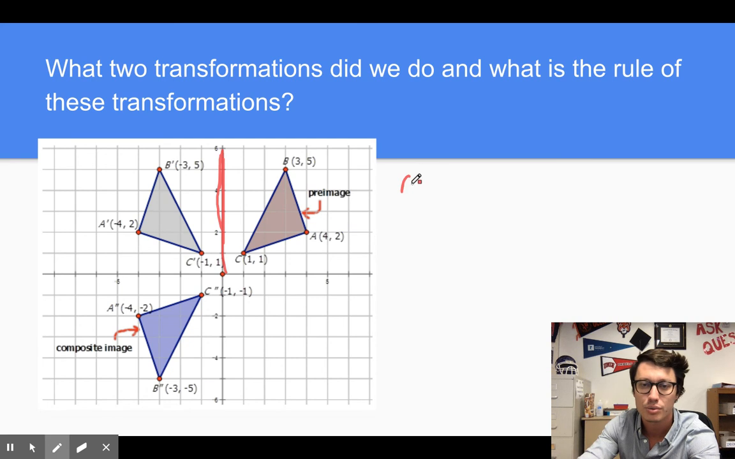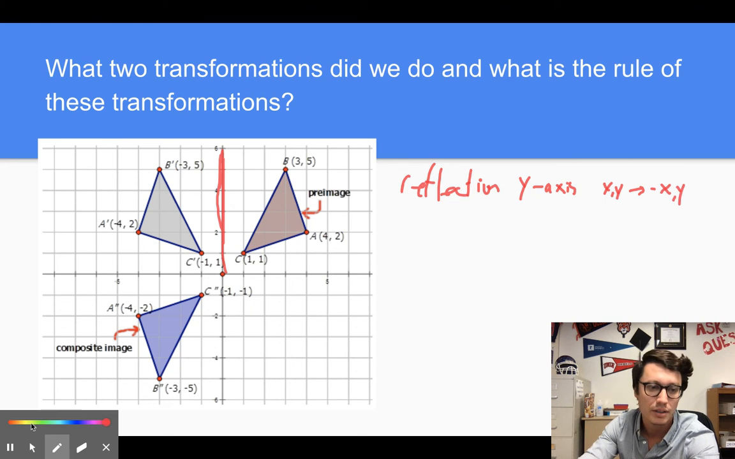So the first one is a reflection. Again, apologize for the poor handwriting. We're reflecting across the y-axis. And just good practice, what is the rule? We know that x, y changes to, right? You can also look, how did C to C prime change? +1, +1 to -1, +1. XY changes to -XY. Okay, that is how we change there.